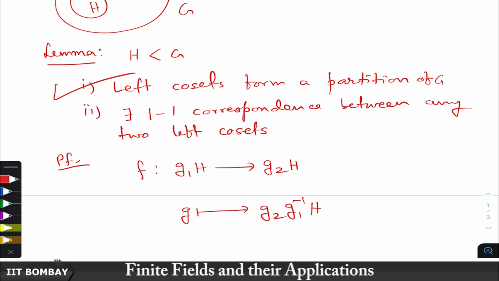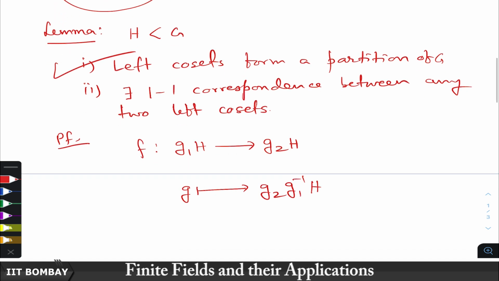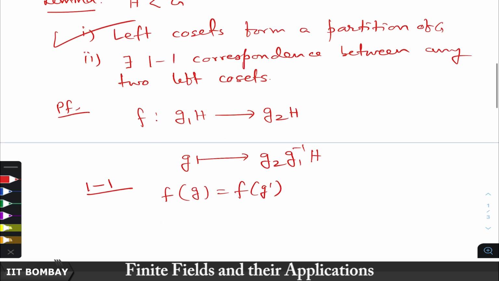Okay. So, let us prove that this is a bijective map. First of all, it is one to one. Why? You take any two elements, let us call them G and G prime. We need to show that if f of G is the same as f of G prime, then G is equal to G prime. So, this means that G 2 G 1 inverse, there is a mistake here, this should be G.